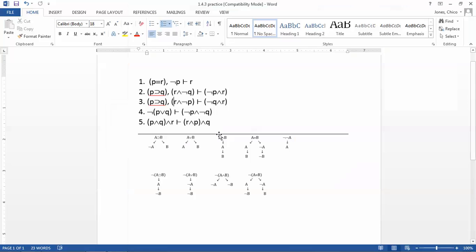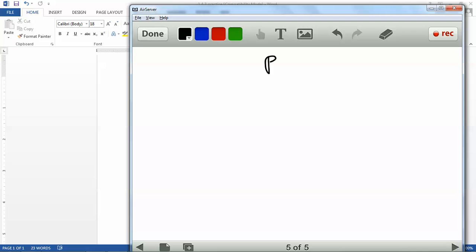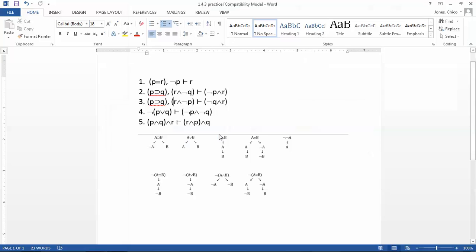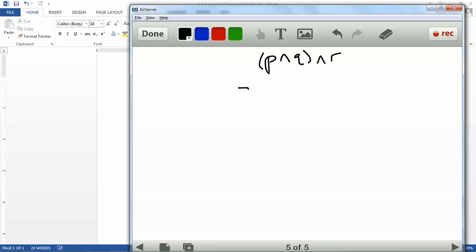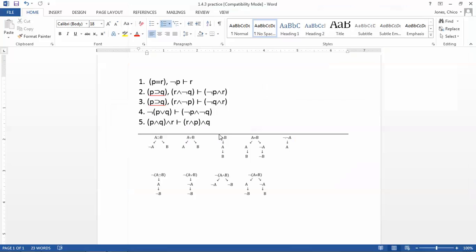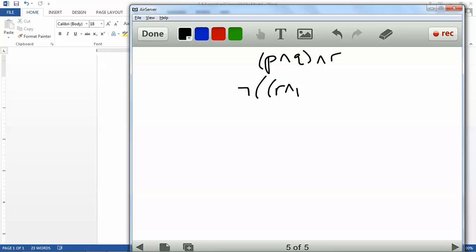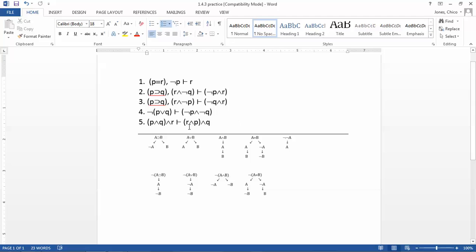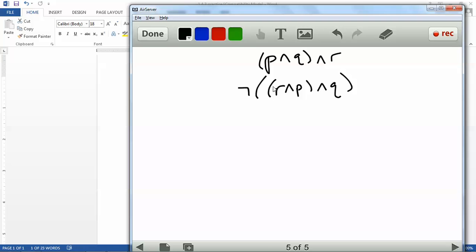P and Q and R. Does that entail, can we ever have the negation of the conclusion? The conclusion is R and P and Q. Notice I have to have extra parentheses around here because I'm negating the whole conclusion, not just this first part. That's tricky right there because you have a parentheses right here, and we've been thinking, oh yeah, just put a not and then parentheses, but then that parentheses doesn't go around the whole thing. So I need a parentheses to say I'm negating this whole thing.